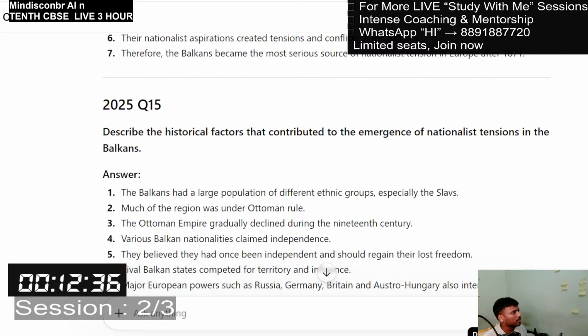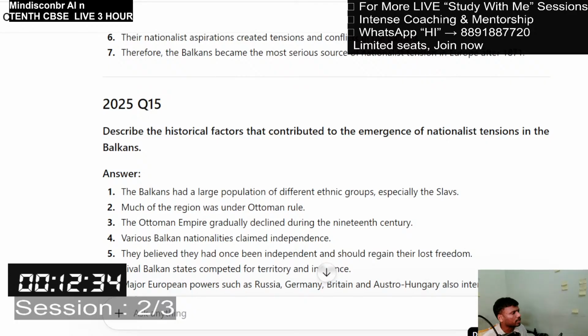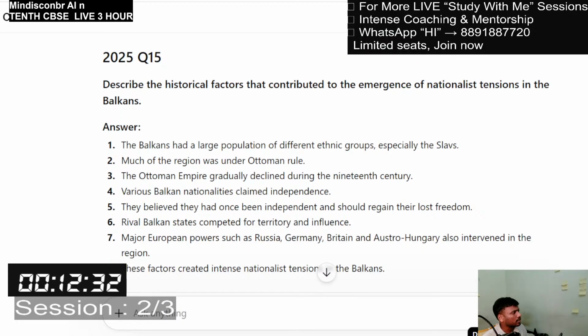Describe the historical factors that contributed to the emergence of nationalist tension in the Balkans. The Balkans had a large population of different ethnic groups, especially the Slavs. Much of the region was under Ottoman rule. The Ottoman Empire gradually declined during the 19th century. Various Balkan nationalists claimed independence. They believed they had once been independent and should regain their lost freedom.